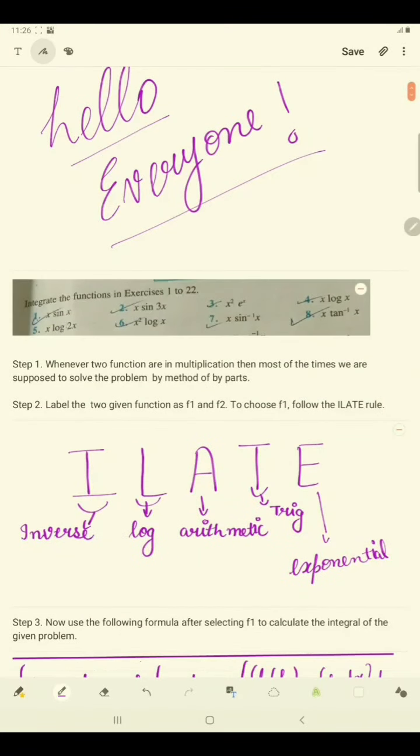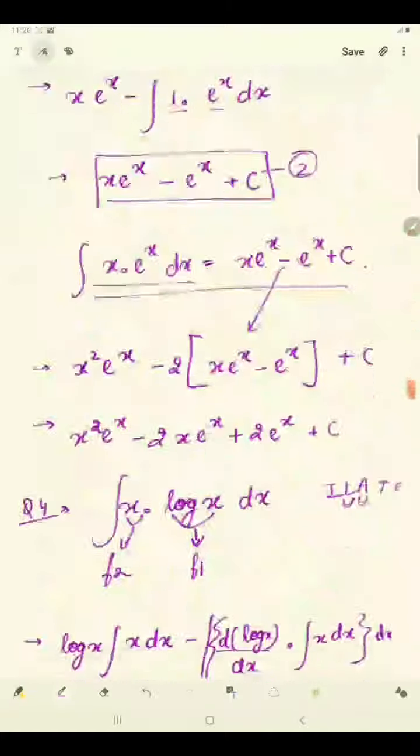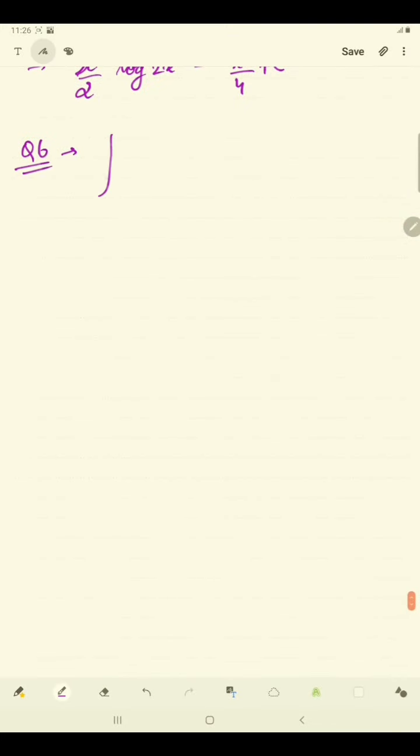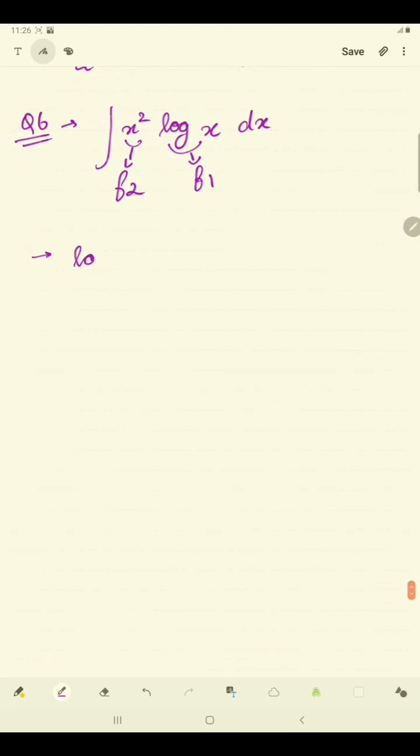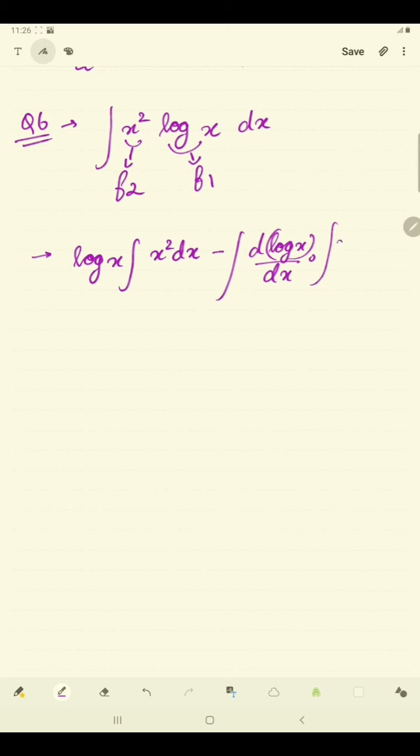So the sixth question is here, x square log x. The sixth question is very similar to the fifth question that we did, x square log x dx. Now this is going to be the first function again, the logarithmic function, the more preferred one. Now we are to apply the formula over here, log x integration of x square with respect to x minus integration of differentiation of log x with respect to x and multiply by integration of x square dx, again integration.